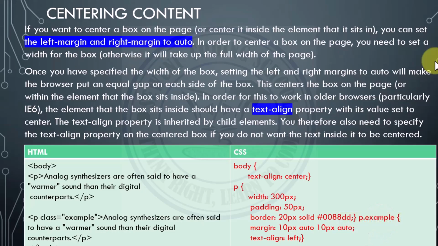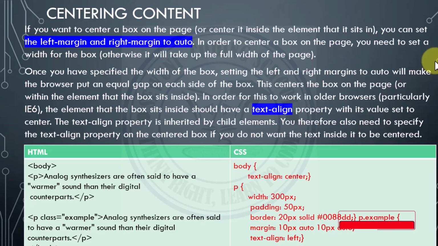Once you have specified the width of the box, setting the left and right margins to auto will make the browser put an equal gap on each side of the box. This centers the box on the particular page, let's say the entire body page, within the elements that the box sits inside. In order for this to work in older browsers, particularly Internet Explorer 6, the element that the box sits in should also have a text-align property with its value set to center.